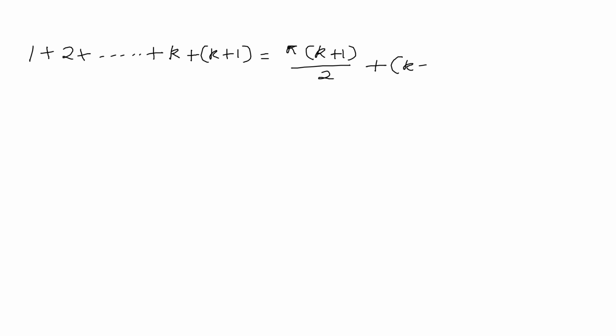So this is 1 plus 2 plus etc. up to k, which is already there in equation 1. So we will add this k plus 1 to the left hand side. So on the right hand side of the equation 1, we have k into k plus 1 by 2. Okay, so this is k into k plus 1 by 2. What we have to do, since we have added k plus 1 to the left hand side, we have to add the same k plus 1 to the right hand side also.